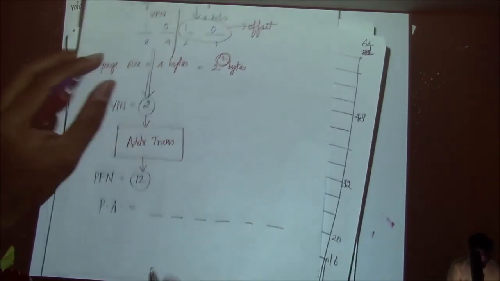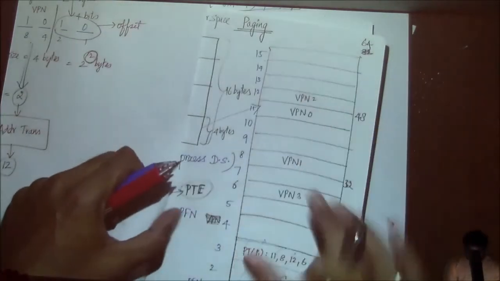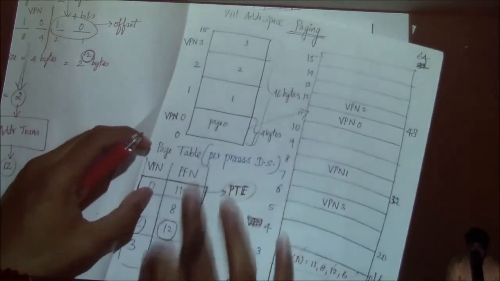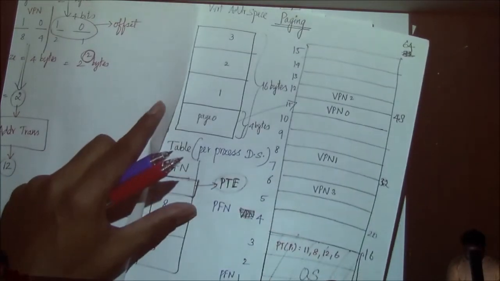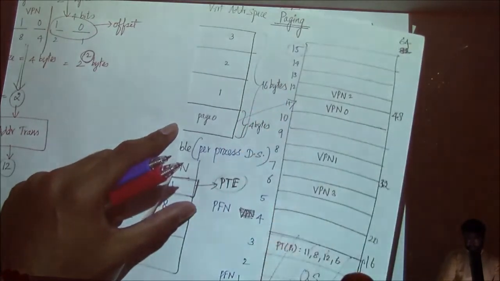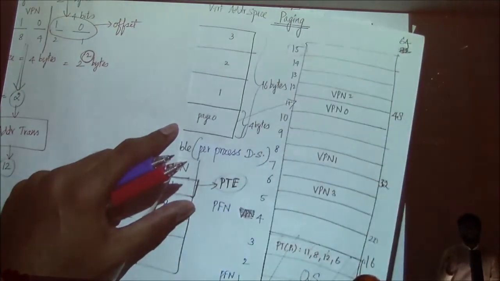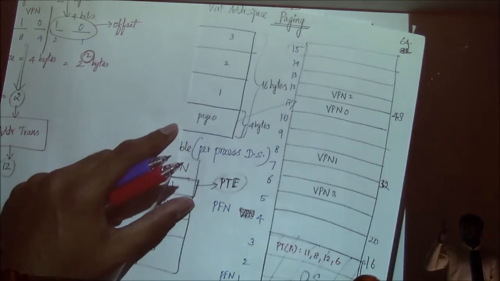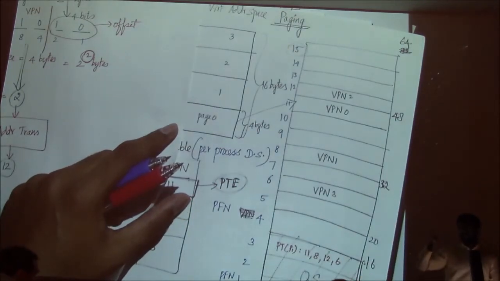And then a physical frame number, okay? Physical frame number can go from 0 till 15. And so we need at least 4 bits to represent a physical frame number uniquely.